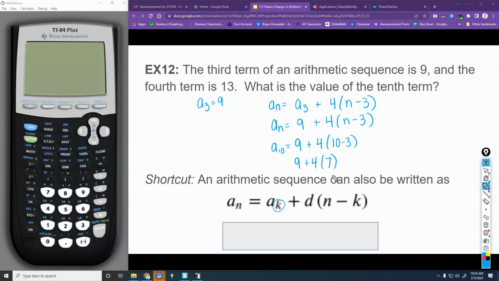Now think about what you're doing here. You started at 9. You added 4 seven times, because 4 times 7 is just plus 4 plus 4 plus 4, seven times. That's what you did when you made a list and did it the long way. So this works out, and that gives you 9 plus 28, which is again 37. So there are lots of different ways to approach the same problem. Okay, questions?